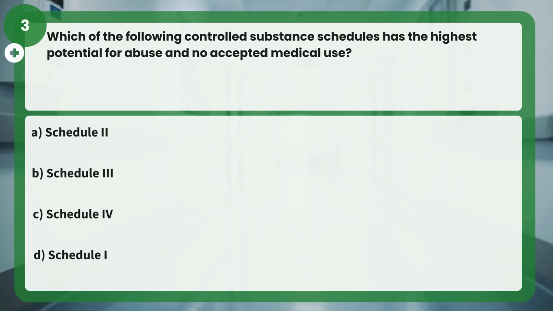Question 3. Which of the following controlled substance schedules has the highest potential for abuse and no accepted medical use? A. Schedule 2. B. Schedule 3. C. Schedule 4. D. Schedule 1.